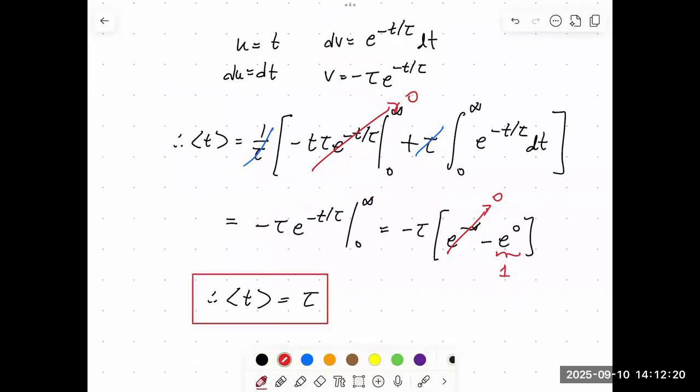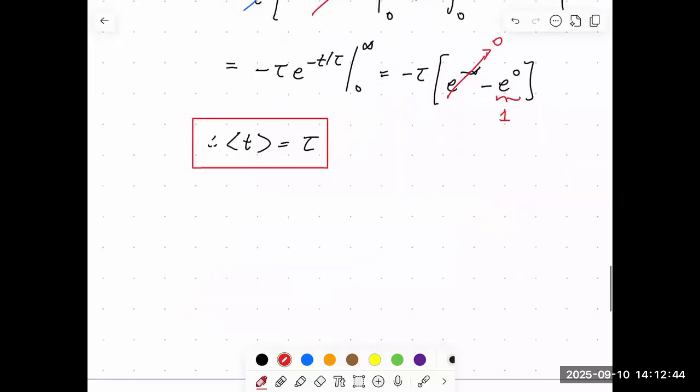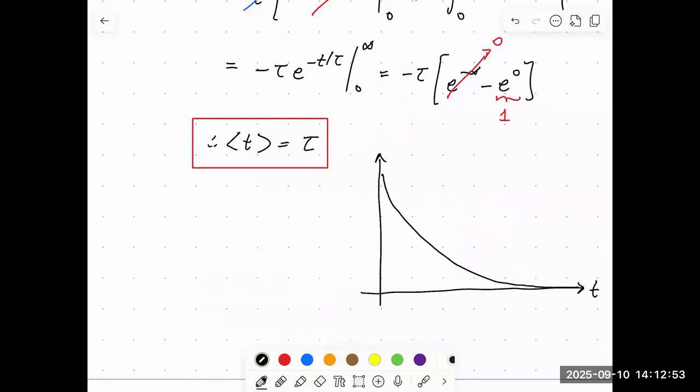So when people say the muon lifetime is 2.2 microseconds, what they really mean is that if you were to measure a whole bunch of muon decay times and average that, you would get tau. The actual lifetime of any individual muon could be anything. So if we plot the exponential distribution, it looks something like this.